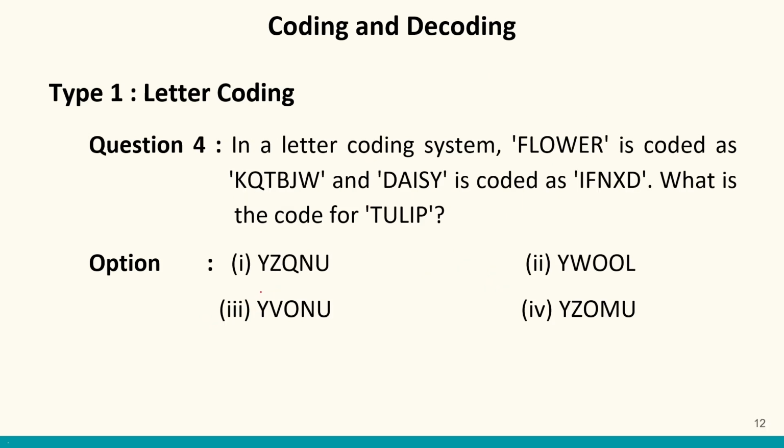Similarly, this question is there. We can solve it very easily. Let us check. For FLOWER, we have F as 6. L, we have 12. And for K, the position is 11. And for Q, the position is how much? For Q, the position is 17.